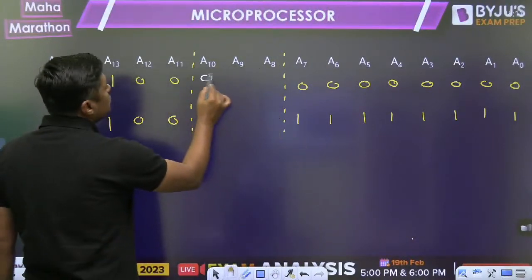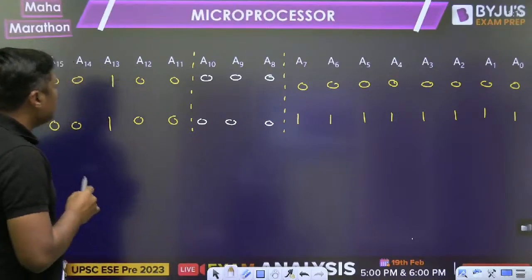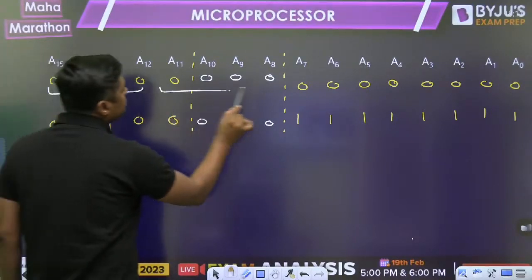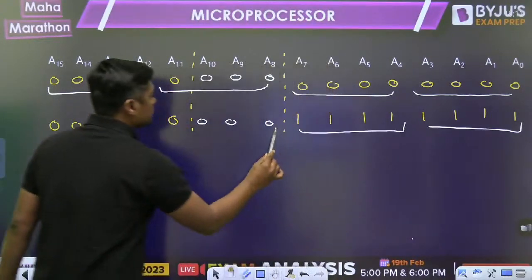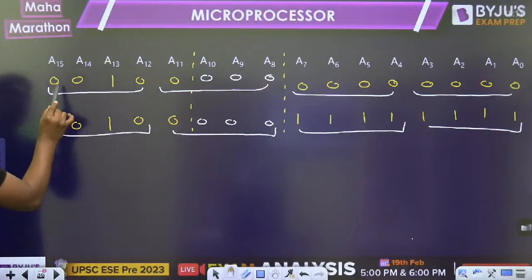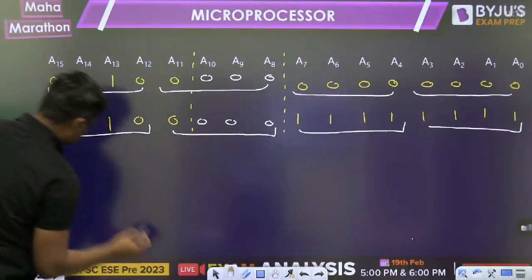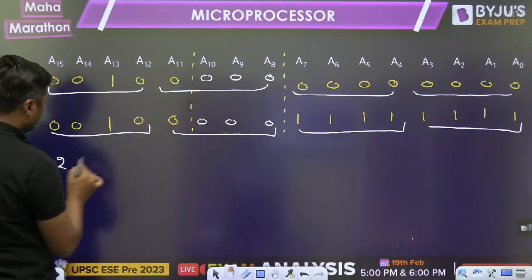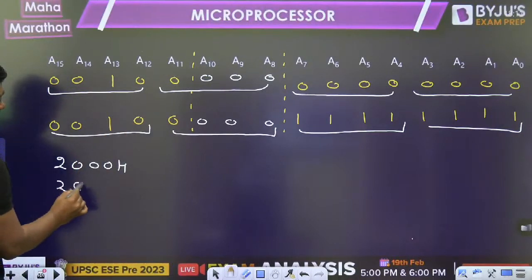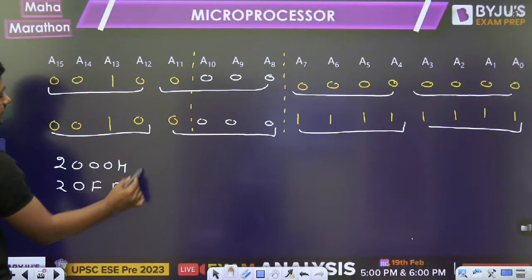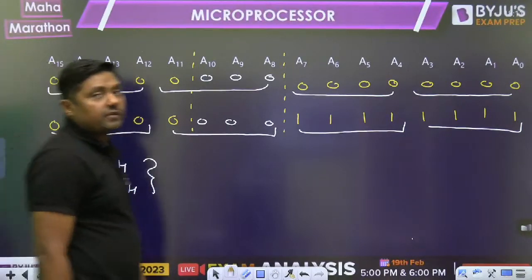For example, I am giving 000 for all of these. So what is the first address range? Make the pair of 4. So it will become 1, this is 2, this will become 0, this is 2, 0, F, F, H. That is the address range 2000H to 20FFH.